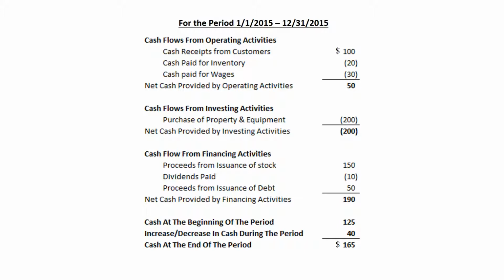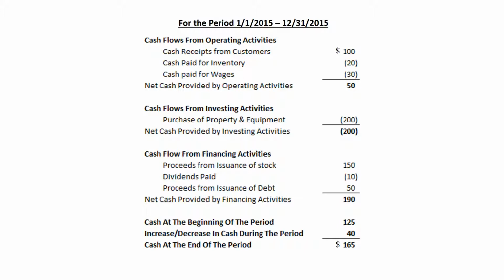The last section on the statement is going to be cash flow from financing activities. This will include cash used to raise capital and to pay back investors. We'll see here that the first line is proceeds from the issuance of stock. The next line is dividends paid to investors. The following line is proceeds from the issuance of debt, which is a loan. This will give us a net cash provided by financing activities of $190.